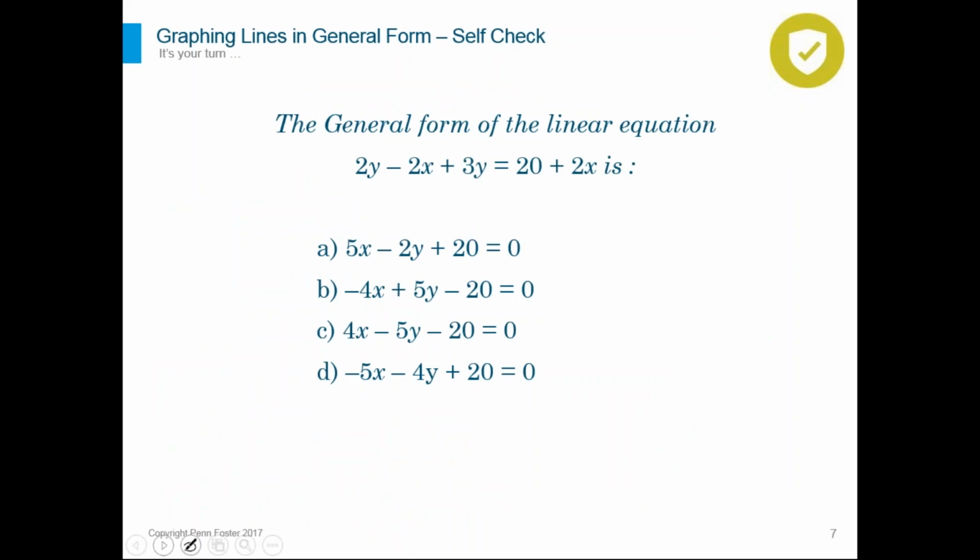Let's go with a self-check question. The general form of the linear equation 2y minus 2x plus 3y equals 20 plus 2x is... So obviously this equation is not in general form. What would be the general form of this equation? So your job is to simplify this equation and put it in the general form.